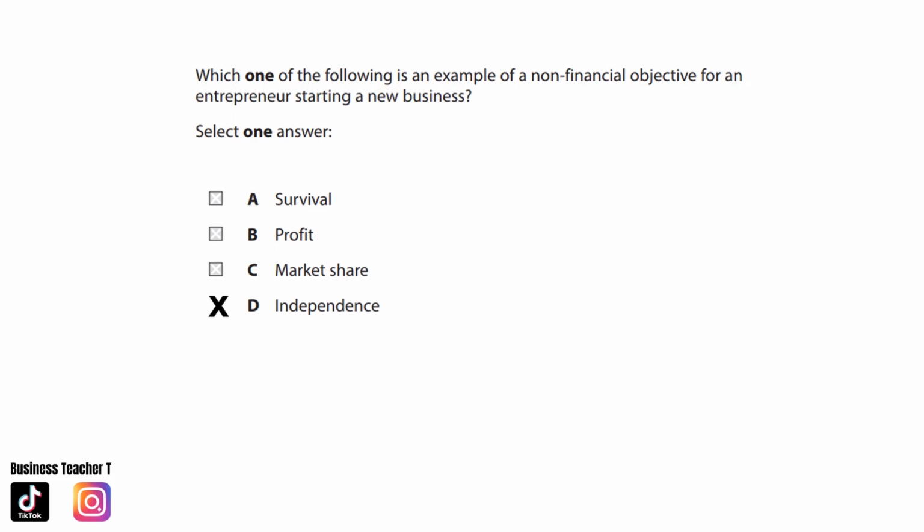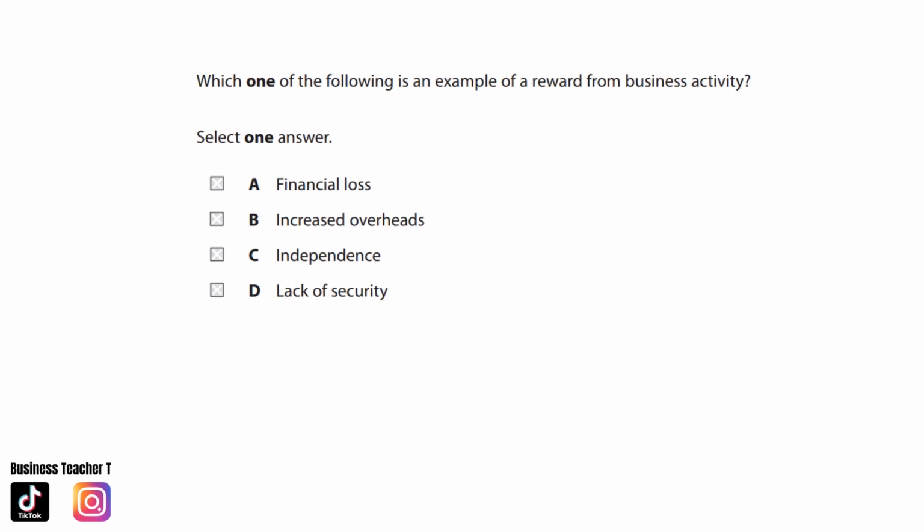Which one of the following is an example of a reward from business activity? Select one answer. Is it A. Financial loss, B. Increased overheads, C. Independence, or D. Lack of security? And the answer is C. Independence.